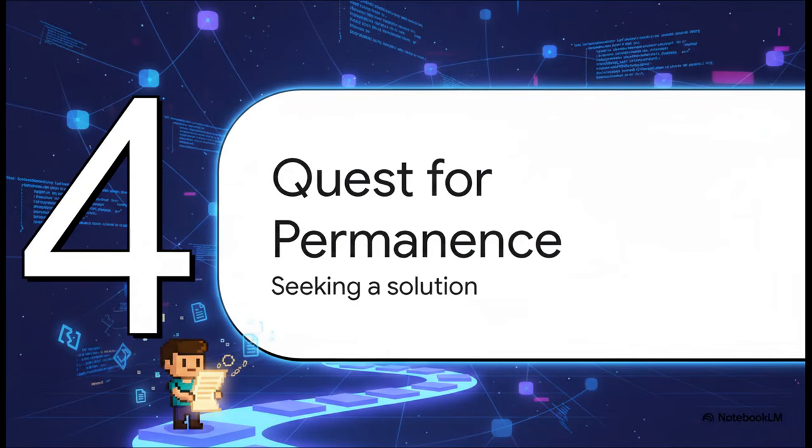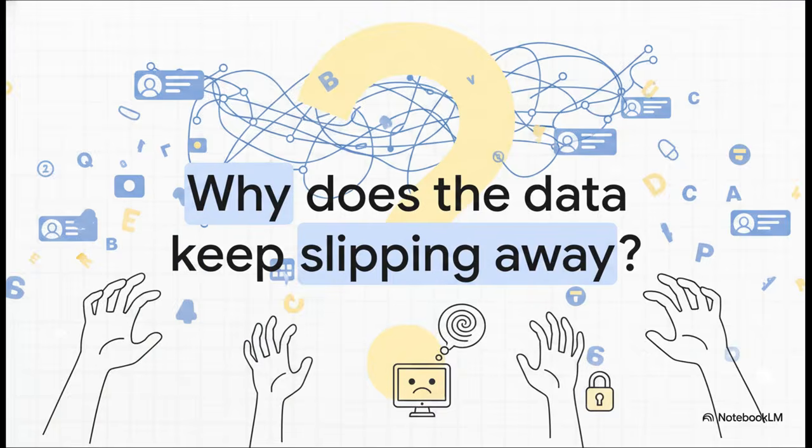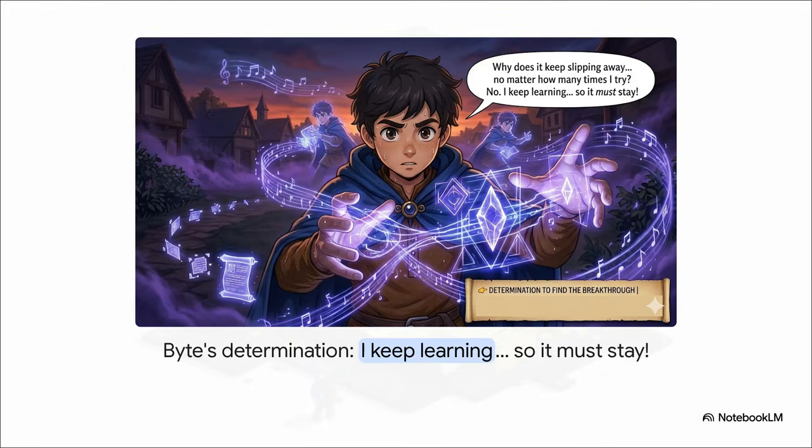Section 4. The quest for permanence, seeking a solution. Byte is looking at his empty hands and asking the fundamental question that every new programmer eventually screams at their computer screen. Why does the data keep slipping away? It's so incredibly frustrating to write a program that asks the user for their name, their age, their preferences, only to have the program completely forget who they are the very next time it runs. But look at Byte's pure determination here. You can see the magical energy swirling around him. He is flat out refusing to accept the reset.